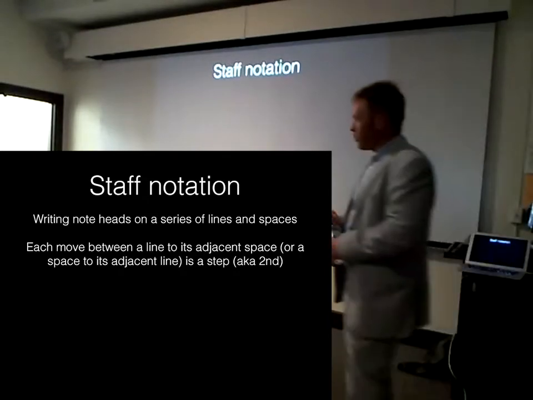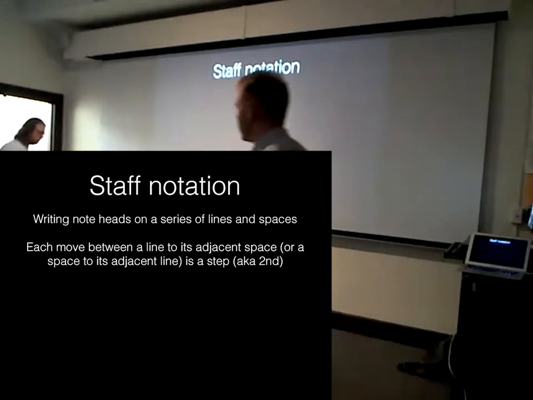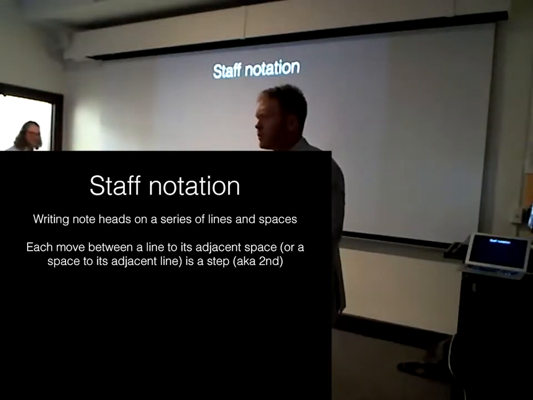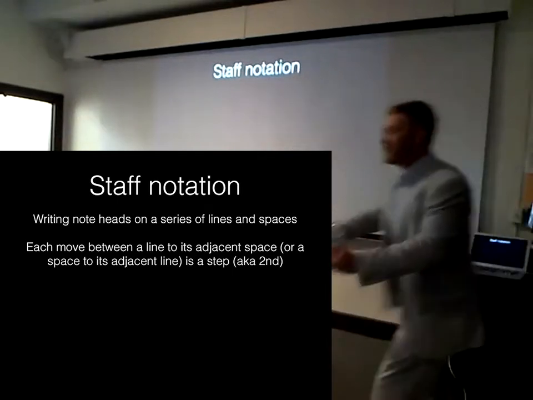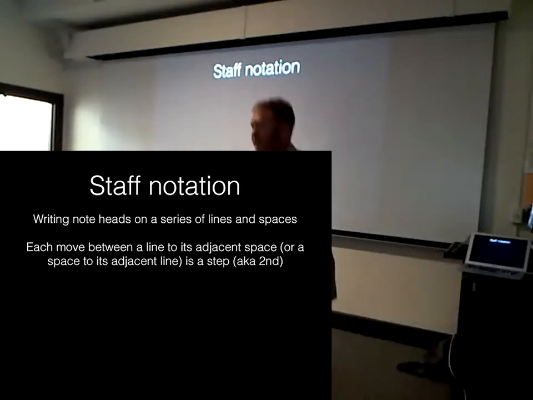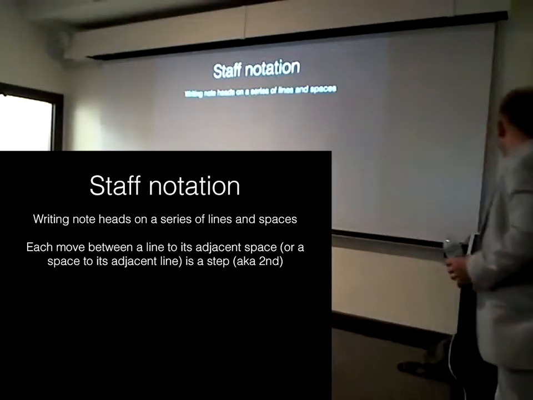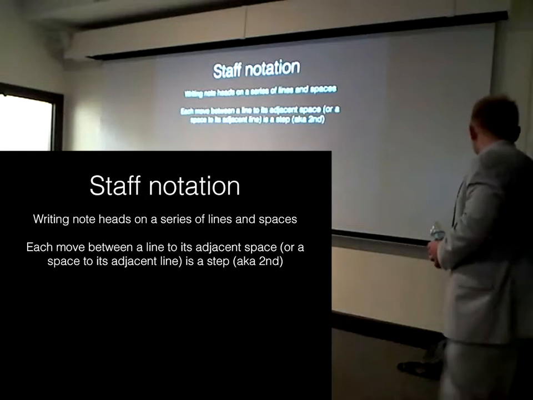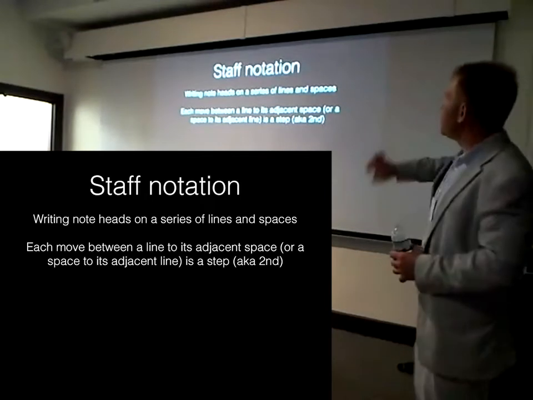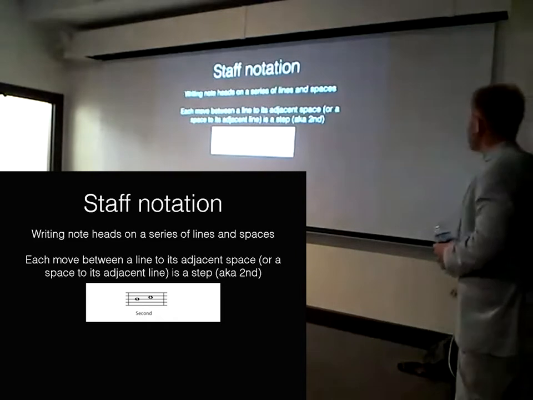So we're going to pretend like I'm introducing staff notation to you for a second. Are you all musicians? Great, okay. So it's exactly like my class. Some students come and read music, some students don't come and read music. So this is great. So staff notation is writing note heads on a series of lines and spaces. Each move between a line to its adjacent space or moving from a space to its adjacent line is a step, or we can call it a second.